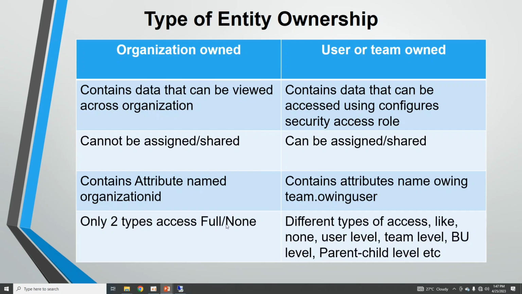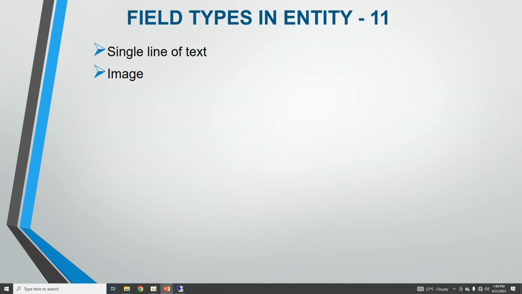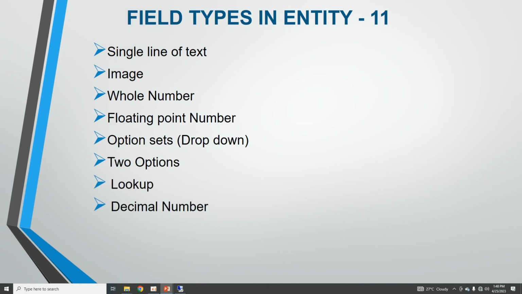Only two types of access: full, none. It means either you can give full access to everyone in the organization, or you give private access, that is none access, to anyone. Only the administrator can have access to that. But in a user or team owned entity, you can have different types of access, that is user level, team level, business unit level, parent child level, etc.